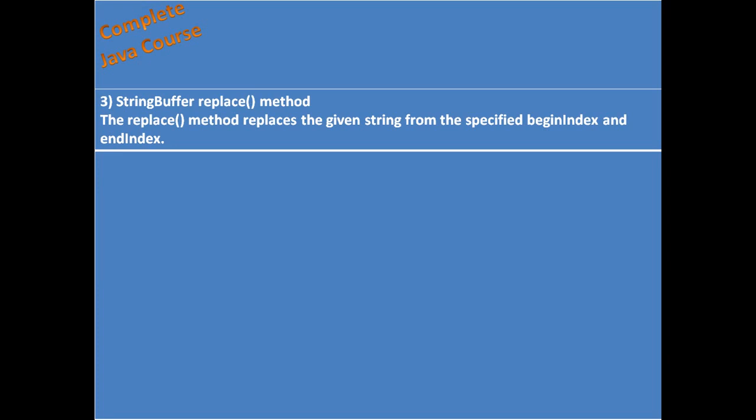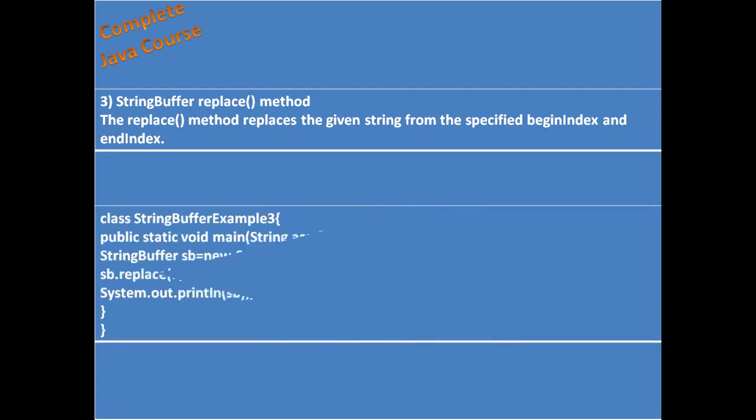Now the next method is the StringBuffer replace method. The replace method replaces the given string from the specified beginning index to the end index. Suppose you have a StringBuffer object with the string "hello" and you want to replace index 1 to 3 with "Java".